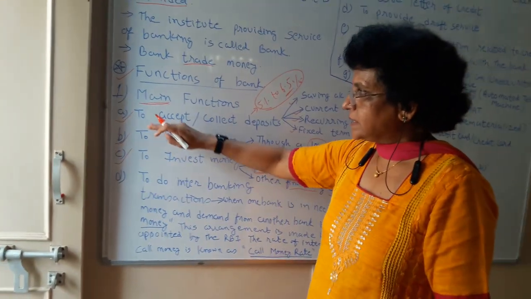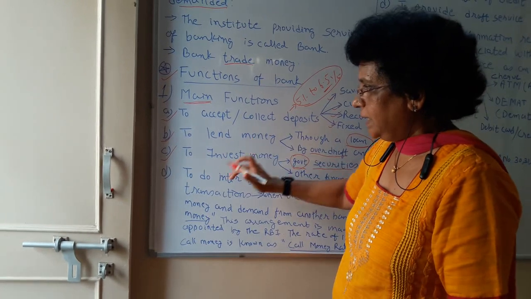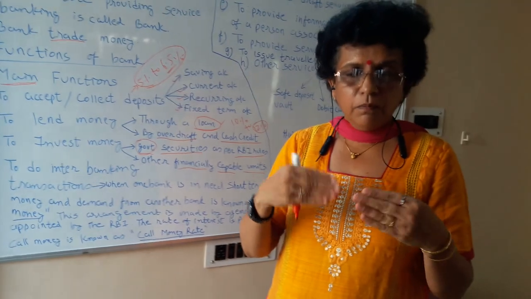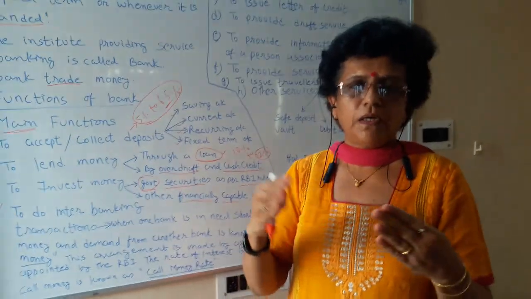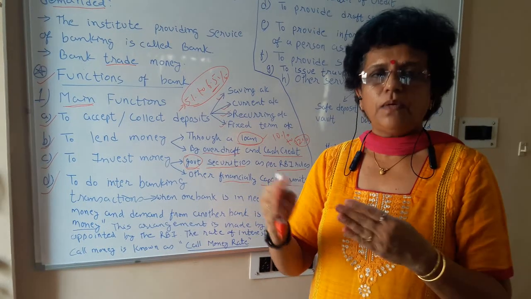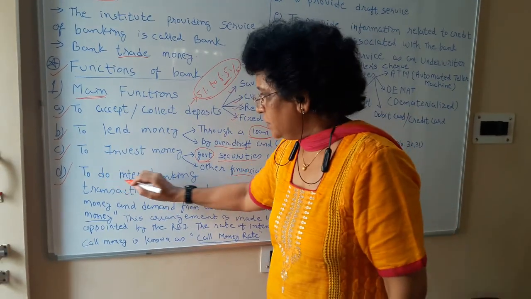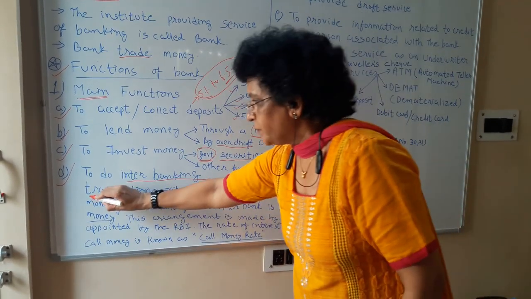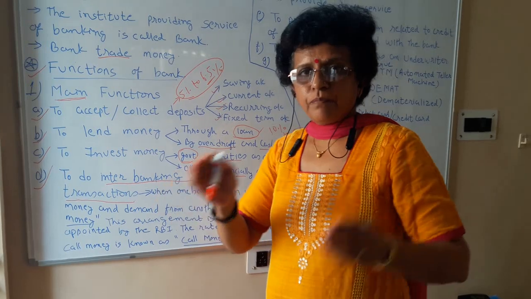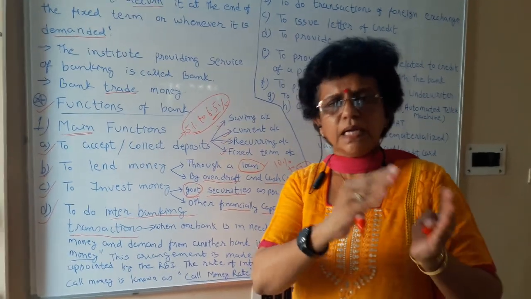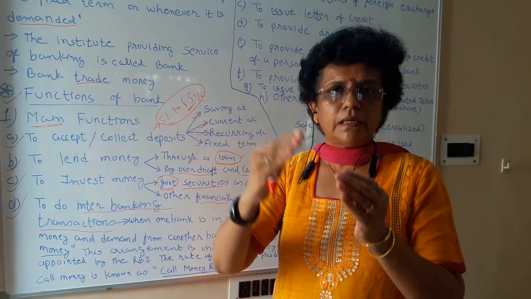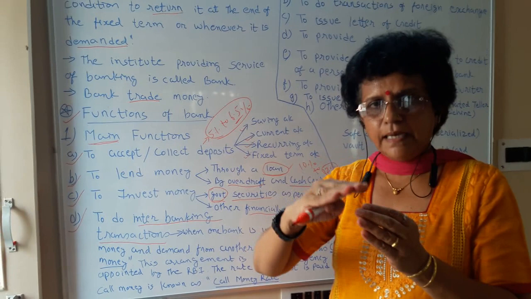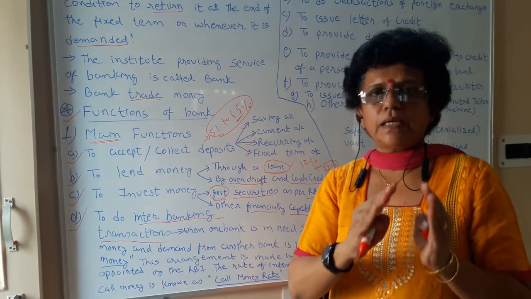Now in this process, accepting deposits and lending money, sometimes a bank is in need of more finances, or a bank may suffer a short-term financial liquidity problem. So when this happens, the bank does interbank transactions. Interbank transaction means SBI bank, for example, may need 10 crore rupees immediately for some payment. At that time the bank doesn't have that 10 crore cash on hand.